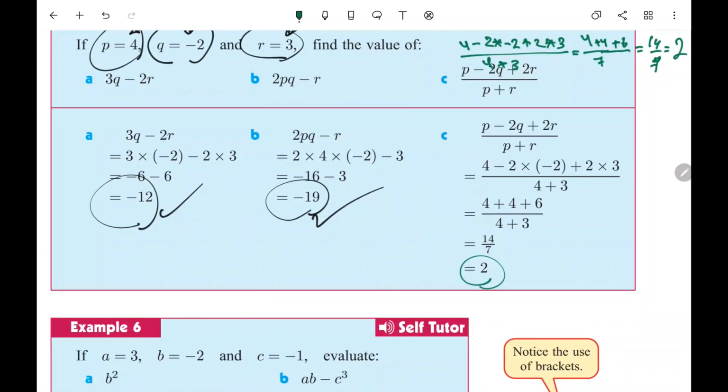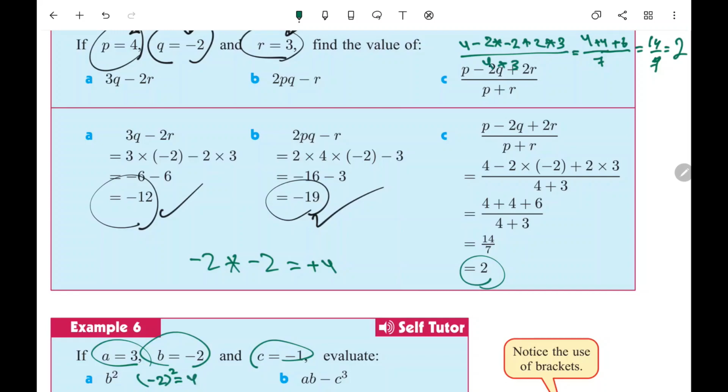If a equals 3, b equals negative 2, and c equals negative 1, evaluate b to the power of 2. It's negative 2 all to the power of 2, which means negative 2 times negative 2. A negative times a negative equals a positive, and 2 times 2 equals 4. So negative 2 to the power of 2 equals 4.